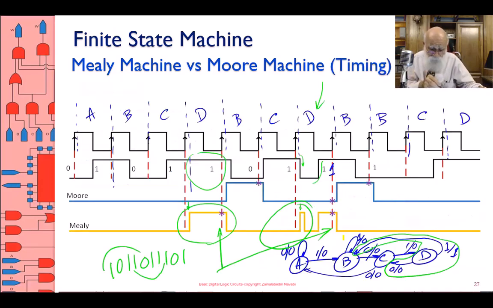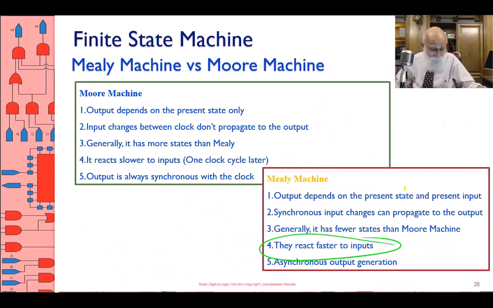Look at this. Look at the Moore machine output here, which is the same thing I showed at the end of the previous part. Okay? No matter what happens, the duration of a Moore output is exactly the same as a clock period. Okay? So it has a better timing.